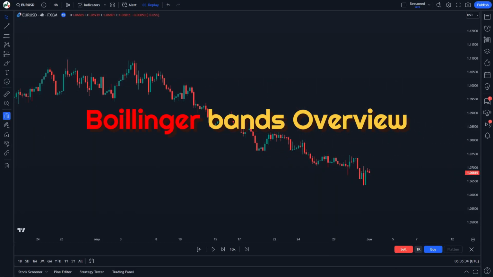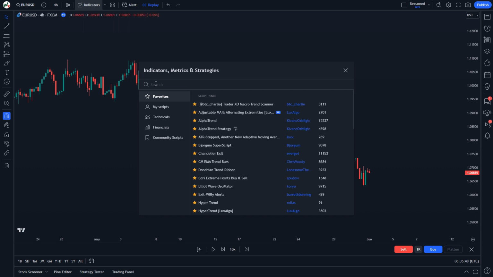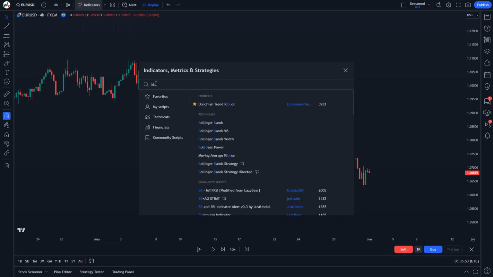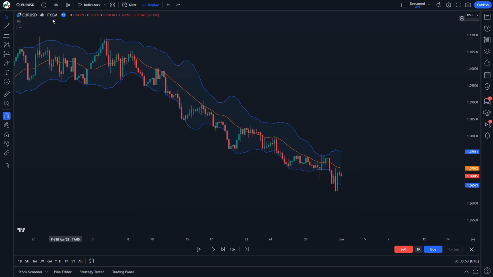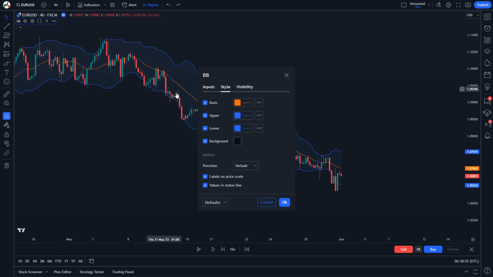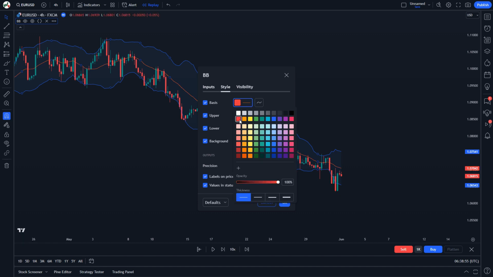Bollinger Bands overview. Click Indicators on TradingView. In the search box, type Bollinger Bands. Click to select. We can change color and thickness in the style option for Bollinger Bands.